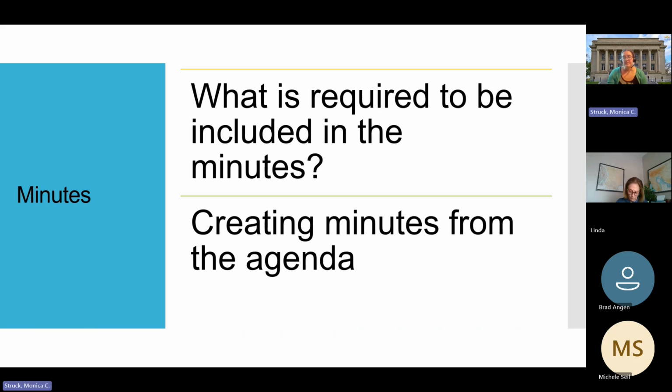So again, you have a built-in list of topics in your agenda, and so it can be really easy to take your agenda, make notes of who was present, the times that the meeting is called to order and adjourned, and next to the topics, writing the motions and who seconded and the results of the votes.